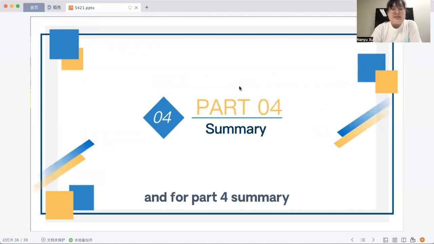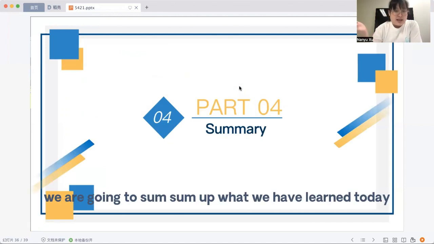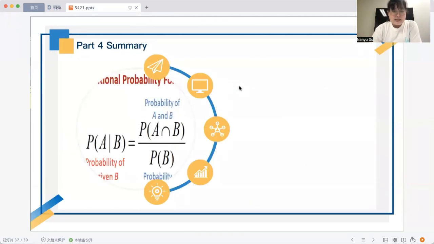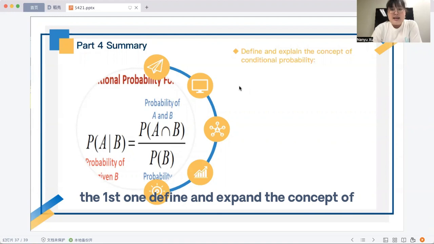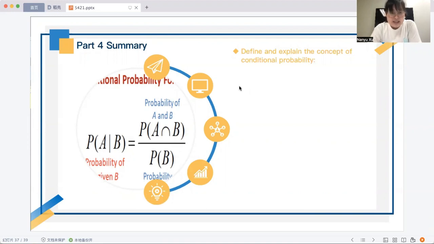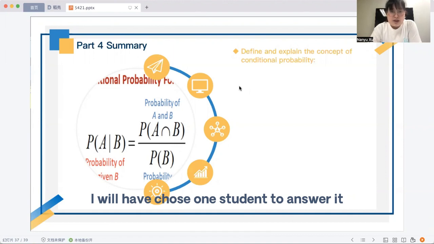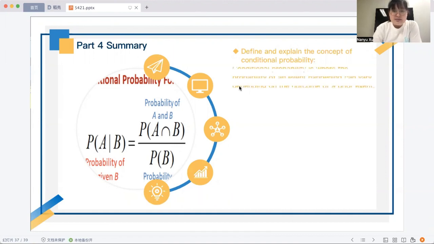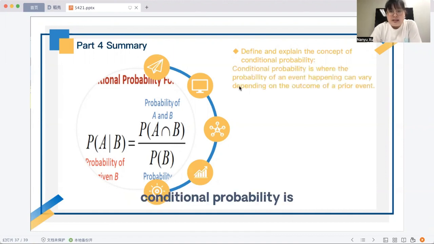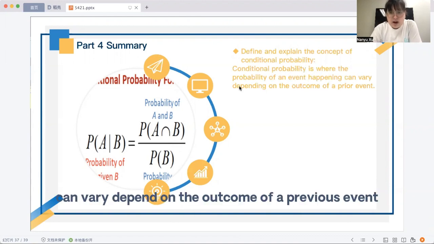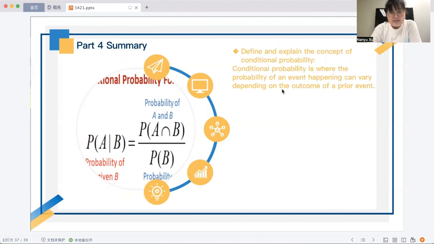And for part 4, summary, we are going to sum up what we have learned today. The first one, define and explain the concept of conditional probability. I will choose one student to answer it. What's the definition? Conditional probability is where the probability of an event happening can vary depending on the outcome of a previous event.